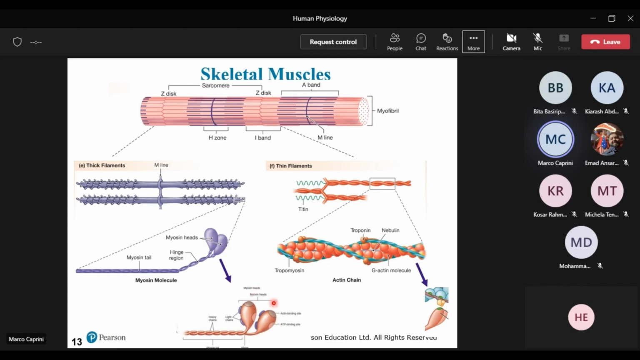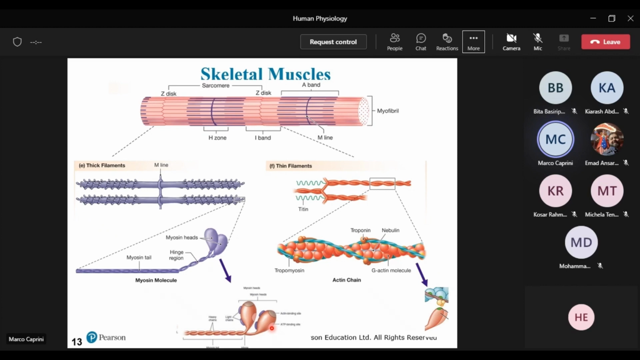I added this second part to the figure that you have in your book, okay. Why? Because here you can appreciate the myosin heads that contain the light chain and the actin binding site. This means that the myosin head can connect with the actin at the actin binding site. And the second important point is that the myosin head contains here the ATP binding site.